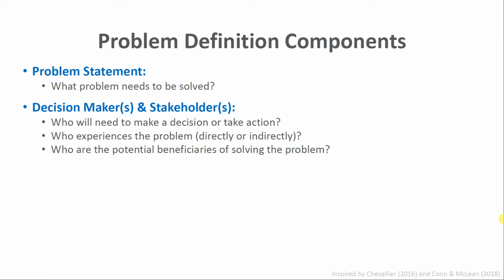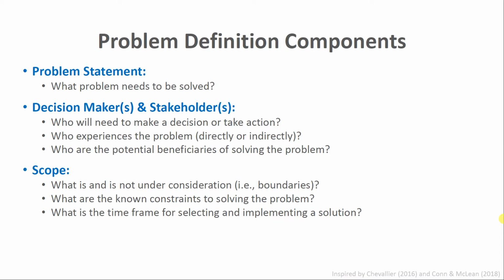So for example, who will need to make a decision or take action? Who experiences the problem either directly or indirectly? And who are the potential beneficiaries of solving the problem? Next, we need to think about the problem scope. So you might try to answer questions like, what is and is not under consideration? In other words, what are the boundaries here? What are our inclusion and exclusion criteria that we might apply? Similarly, what are the known constraints to solving this problem? And then finally, what is the time frame for selecting and implementing a solution?